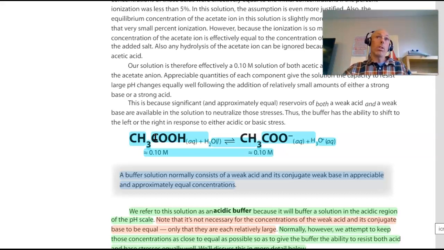All buffer systems, though, have a weak acid in solution with that conjugate base in, again, appreciable and fairly similar concentration. Or we could say it the other way. We could say a buffer system is a weak base in solution with its conjugate acid in appreciable and equal concentration. And whether that buffer system will have a pH above or below 7 depends on the Ka versus the Kb, which we'll talk about more in a bit.